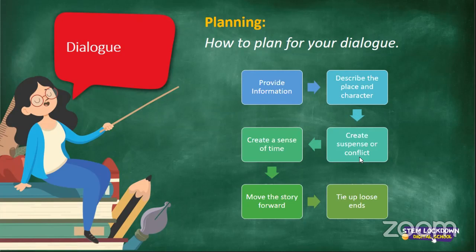If you remember our example a few minutes ago, we were talking about Pearl and Cindy and how Pearl was looking for her cats, right? But Pearl couldn't find her cats and Cindy was laughing at her, right? And that would create some type of conflict and suspense. Then you create a sense of time, you move the story forward, and you tie up the loose ends.